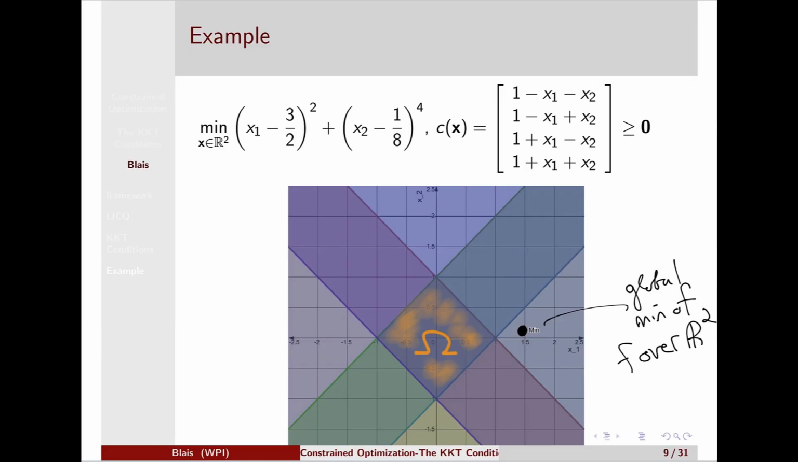And we can see that because we note that each one of these terms in parentheses are both raised to even powers. So the smallest the first term could be is 0, which occurs at x1 is 3/2. And the smallest the second term could be is also 0, which occurs at x2 equals 1/8. So we know that this objective function has an unconstrained minimizer at the point 3/2, 1/8. But we want to know what is its minimizer when restricted to the interior and the boundary of this diamond.